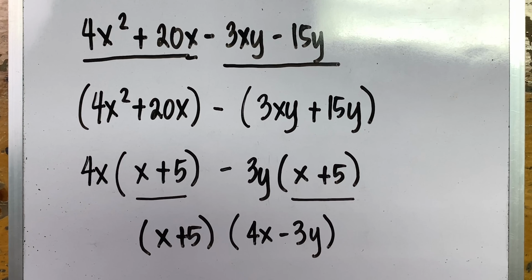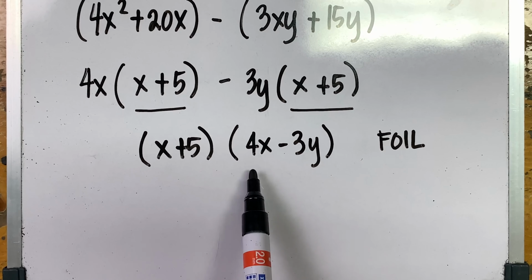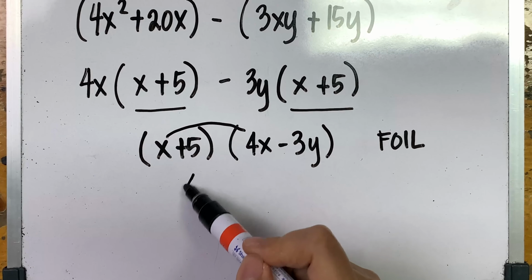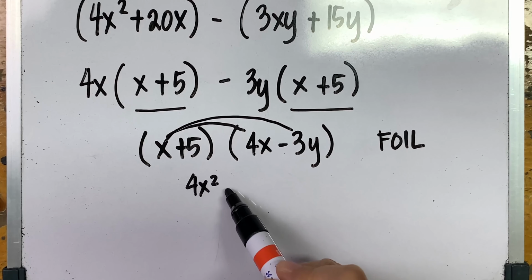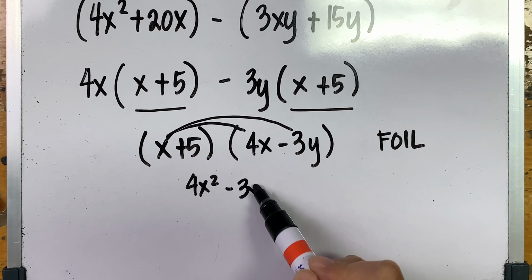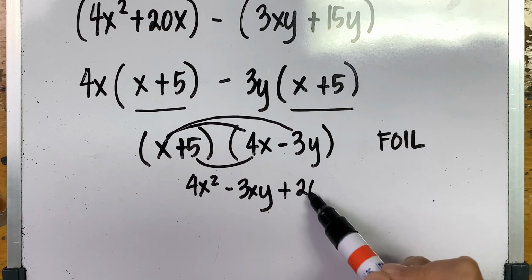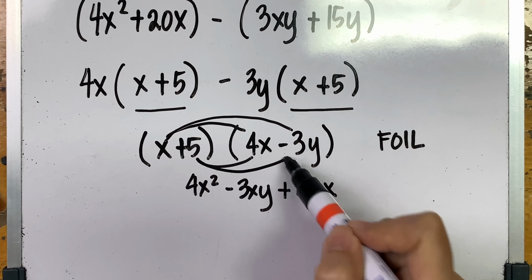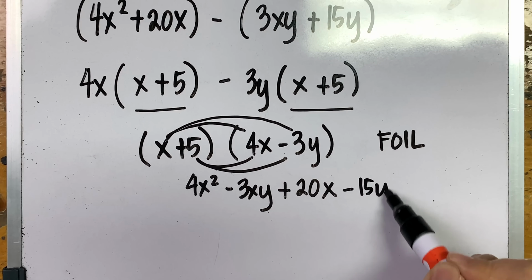Ngayon, para malaman natin kung tama yung sagot natin, gagamit tayo ng FOIL method. Sa FOIL method, check natin kung tama yung sagot natin. So, x times 4x will give us 4x squared. X times negative 3y is negative 3xy. 5 times 4x is positive 20x. At 5 times negative 3y is negative 15y.